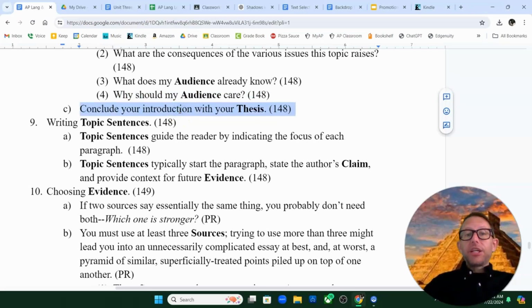Now this one, as it says, conclude your introduction with your thesis. So that's a piece of advice your textbook gives you. I know normally speaking, we generally think of the thesis as being a little bit earlier in the introduction than the end of the introduction.